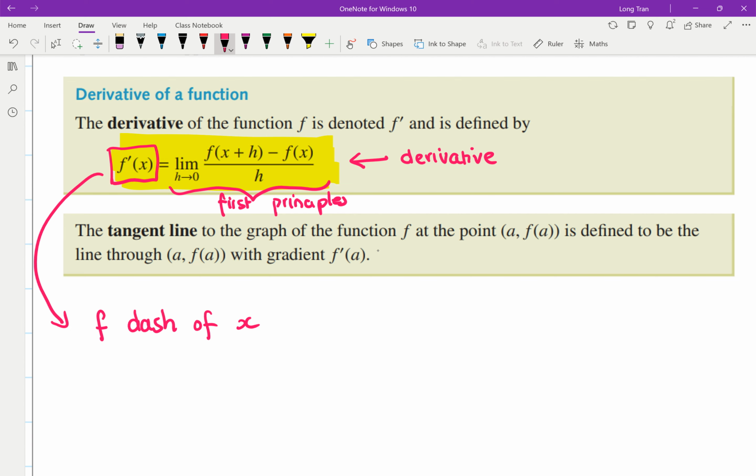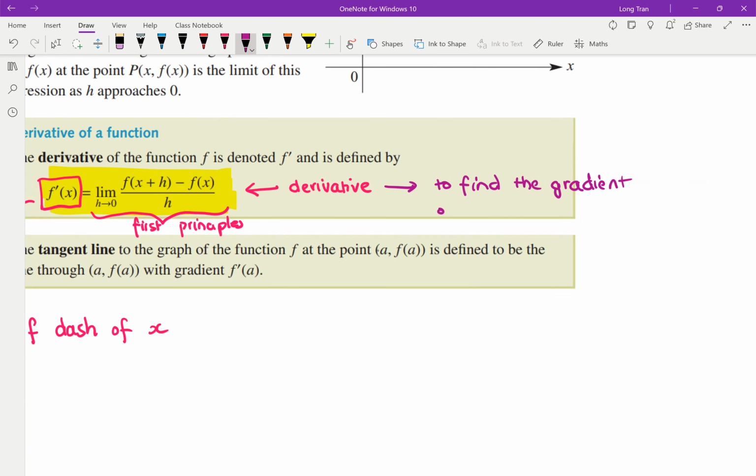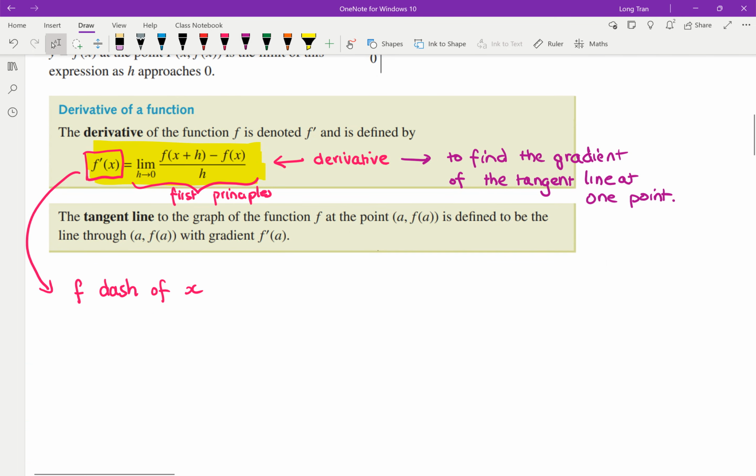And the purpose of it, for those who have been practicing 16C and 16D, the purpose of a derivative is simply to find the gradient of the tangent line at one point. That's literally the purpose of this whole entire chapter.